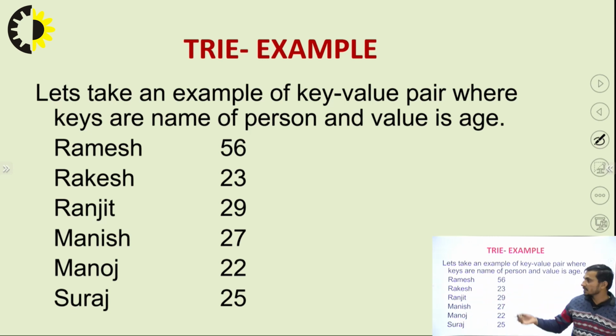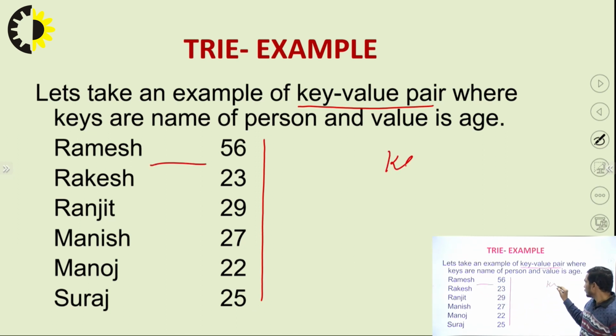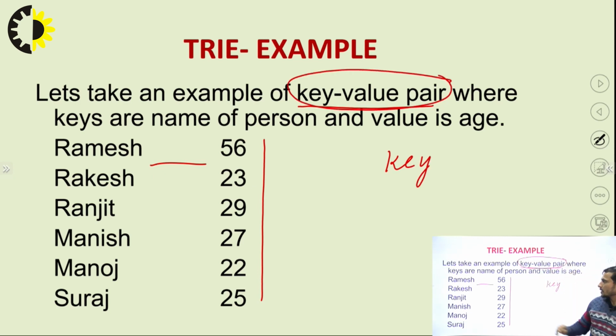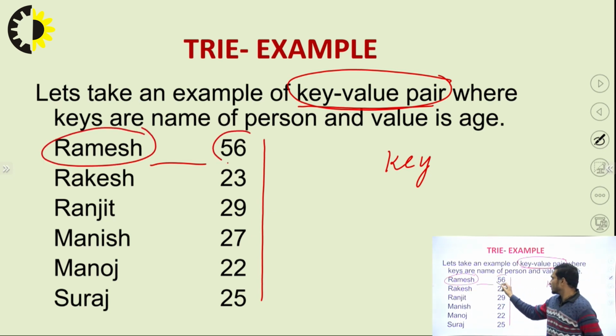Let's suppose we have this kind of data. We have the names of certain persons, and these are the ages of those persons, like Ramesh is 56 years, Rakesh is 23 years, and so on. Now again, what we will have is a key value pair here. Whatever data we store in this trie can be in the form of a key, or it can be in the form of a key value pair, where the name of the person is the key and this 56 is the value.